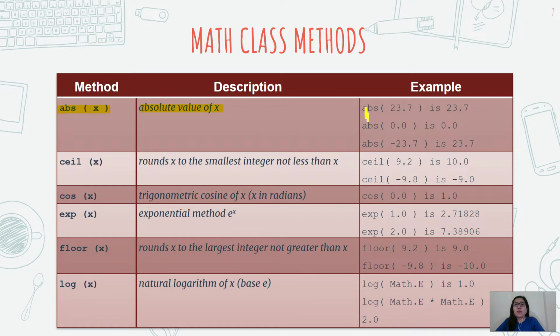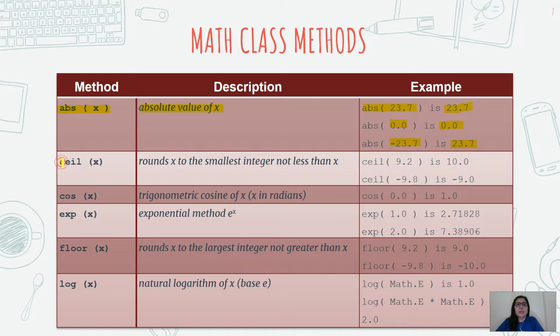So we have here an example. The absolute value of 23.7 is 23.7. Same is true with 0, its absolute value is 0. For negative 23.7, ang i-return or i-display niyang value is its positive value, which is 23.7.